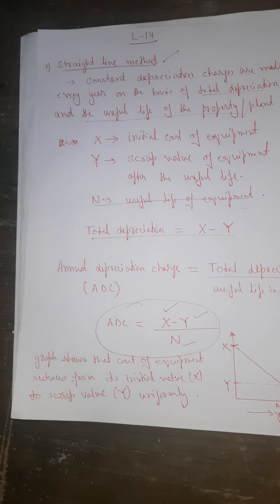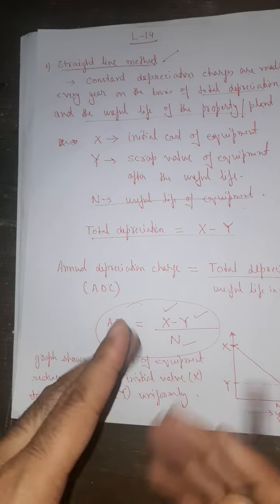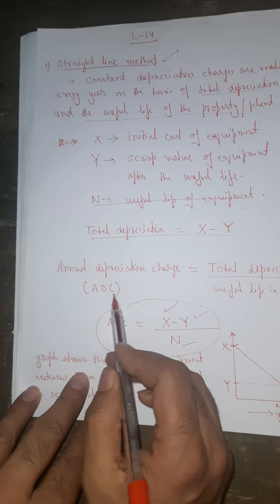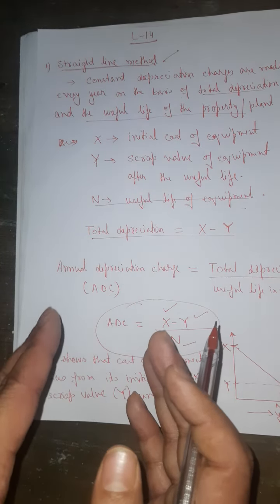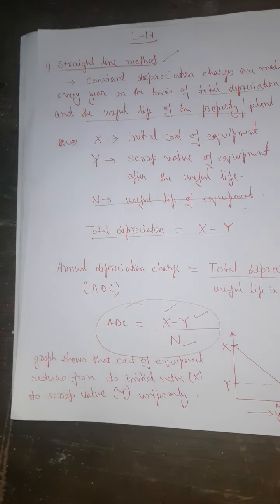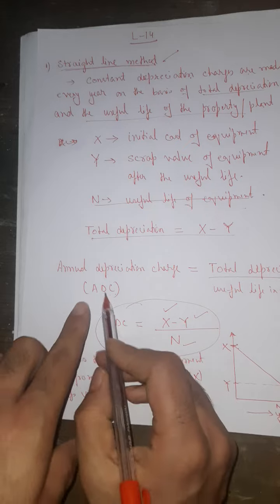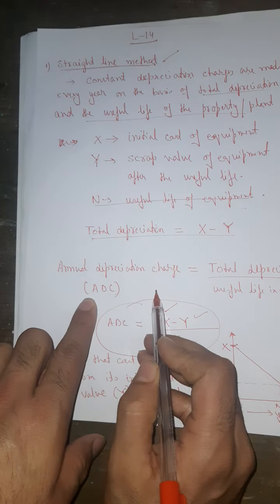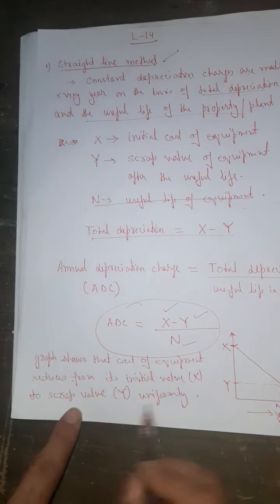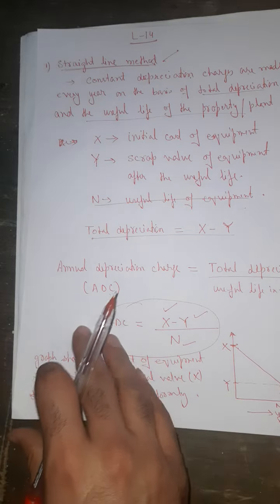The second disadvantage is that whatever annual depreciation charge we save during the first year, if it is to be saved during the second year, it should gain some interest during the second year. That interest is not accounted for in this straight line method. So these are the two disadvantages. I will write the disadvantages here.